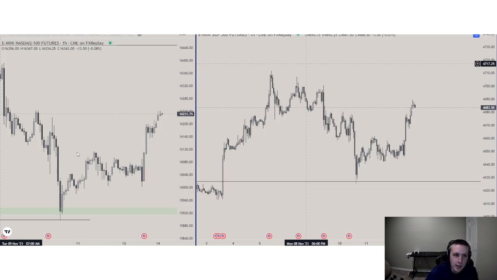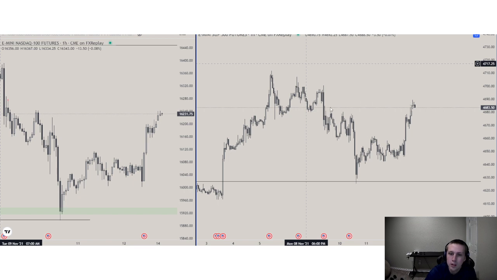So we look at NASDAQ on the left compared to ES on the right. As we can see here, we have clear SMT divergence at these lows. NASDAQ ends up taking these lows, and ES fails to take these lows. That tells us that we have SMT. We're likely to expand higher.